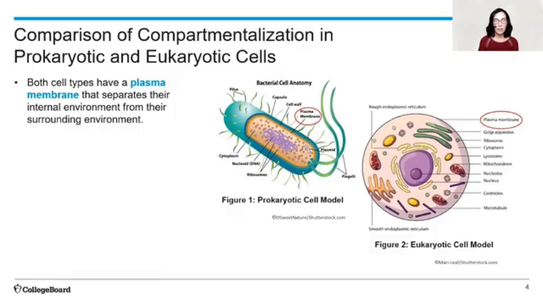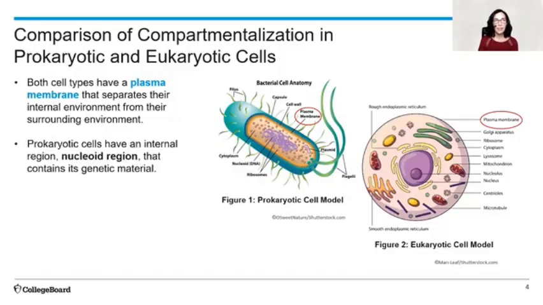Both of these cell types have plasma membranes as shown here. So you can see the plasma membrane circled in the prokaryotic cell in Figure 1 and the plasma membrane of the eukaryotic cell in Figure 2. And the plasma membrane functions to separate the internal environment from the surrounding environment.